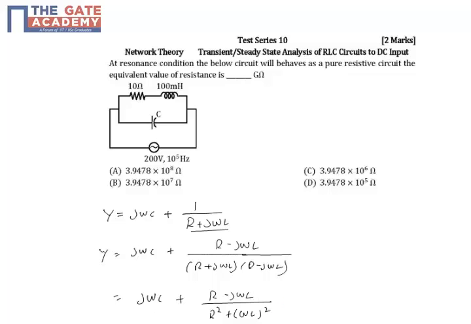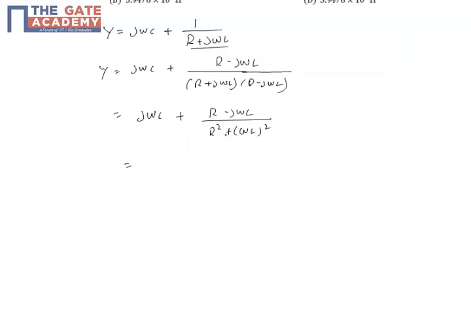Okay. Now taking the R square plus omega L whole square as a common denominator, we will get j omega C into R square, so it is R square j omega C plus j omega C into omega L square plus R minus j omega L.